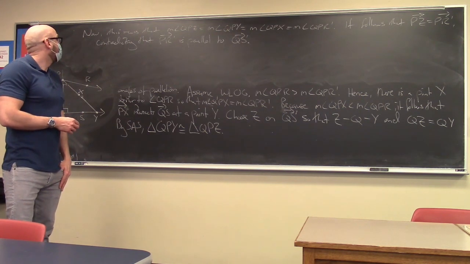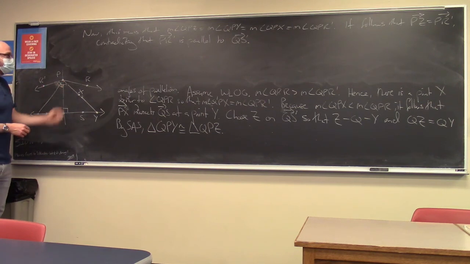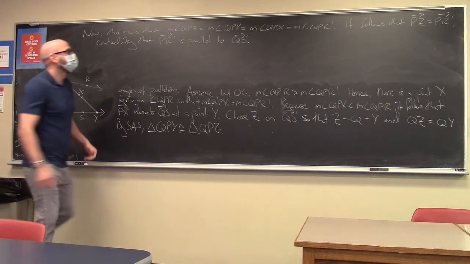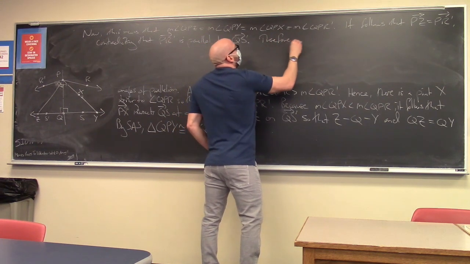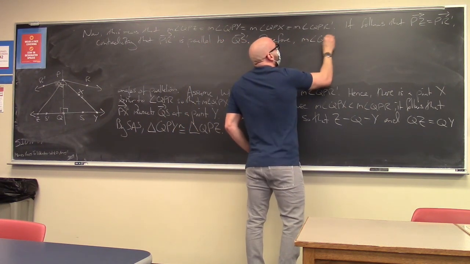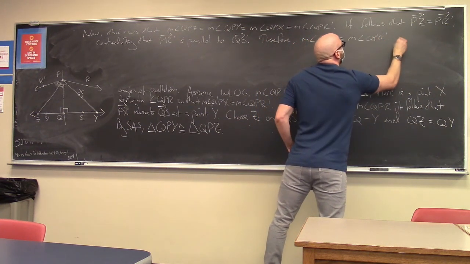right? So our contradiction arose by assuming that these two angles are not the same measure. Therefore, they have to be the same measure. So therefore, the measure of angle QPR is equal to the measure of angle QPR prime.